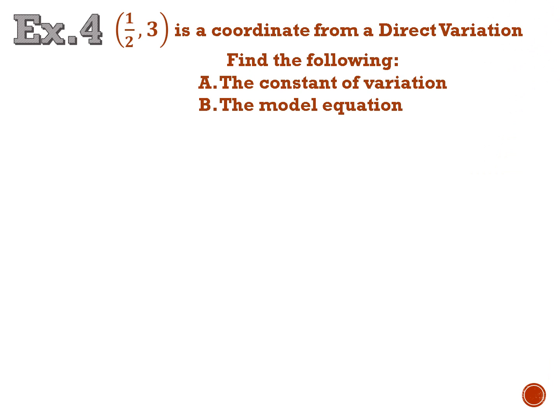All right, so let's jump into some examples. Example 4 says 1/2, 3 is a coordinate from a direct variation. So we're going to find two things. We're going to find the constant of variation, then we're going to write the model equation. Since this is direct variation, we're going to use k equals y over x. So I take the y they give me and put it over x. That gives me 3 over 1/2.